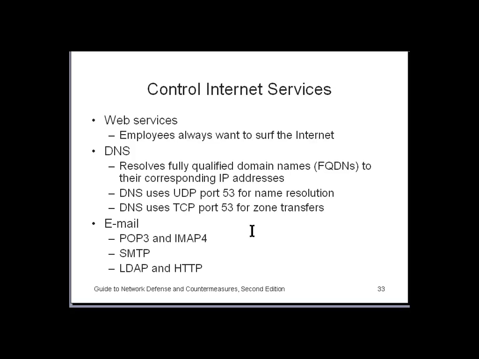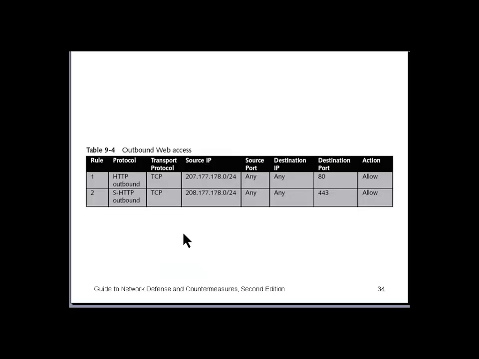And you can use this to control internet services. We've kind of already talked about this. You need to understand here web services and the ports involved in that. With DNS, what ports are involved. Email, what ports are involved. This is showing outbound web access.